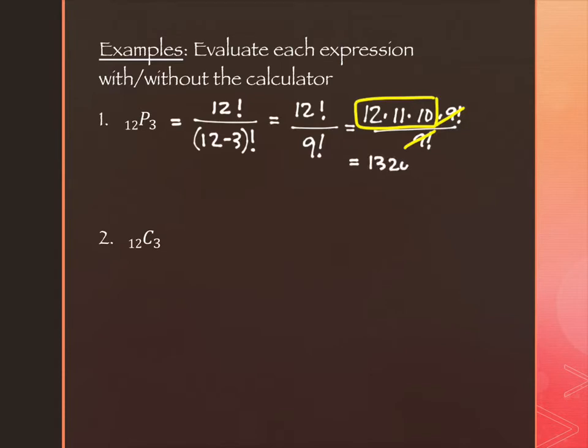1,320. Okay, is that all right with everybody? Yep, Isabella? Why did we only put the exclamation point next to the 9?